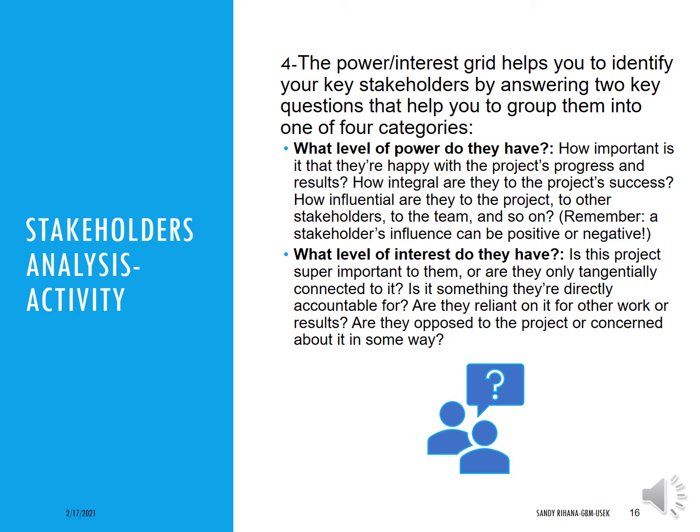Basically, first, you should ask: how important is it that they are happy with the project progress and result? How integral are they to the project's success? How influential are they to the project, to the other stakeholders, to the team, and so on? The stakeholder's influence can be positive and could be negative. The second question you can ask about each stakeholder is: what level of interest do they have?